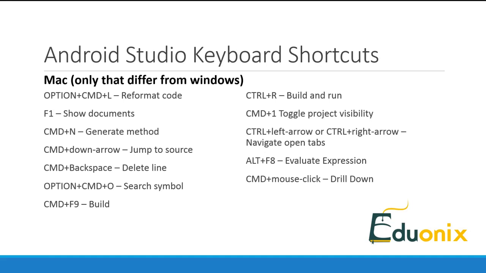Command and F9 for building and compiling, Control and R for building and running, Command and 1 for toggling the project structure view visibility, Control and left arrow or Control and right arrow to navigate between editor tabs, Alt and F8 to evaluate an expression, and finally Command and mouse click to drill down into a method declaration or class definition.